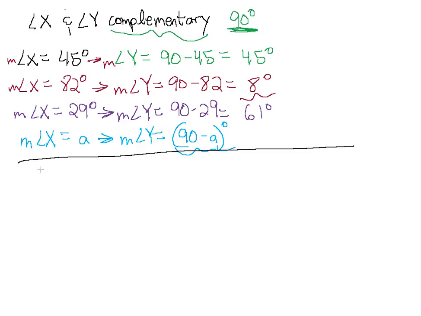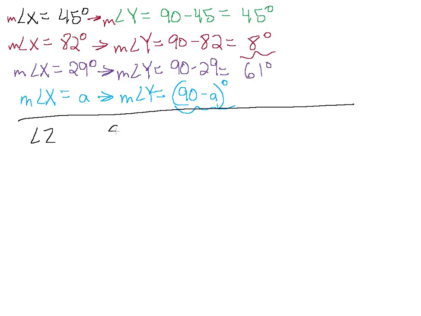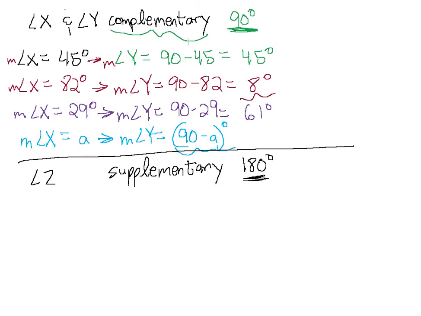Let's say that we want to find the measure of the angle that is supplementary to angle Z. So two angles that are supplementary are going to add up to give us 180 degrees. All right, that's the special number. Just like complementary angles will sum up to give us 90 degrees, supplementary angles will sum up to give us 180 degrees. And we'll find these in a very similar way to what we did up here.